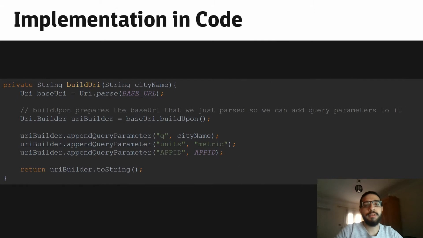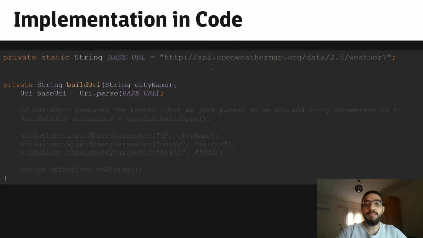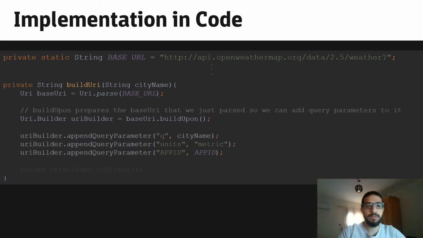Now, on to coding. Let's see how we could achieve this custom URL through code. We will be using the Uri class and its builder. I will begin by specifying the base URL, start building, and add parameters to it.